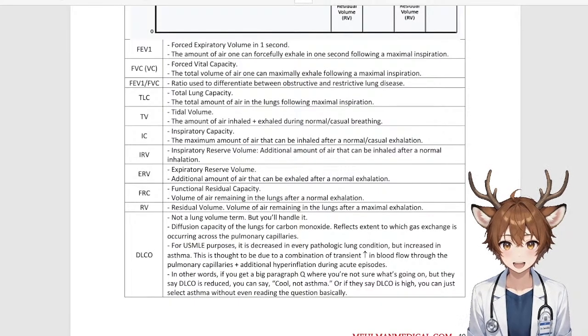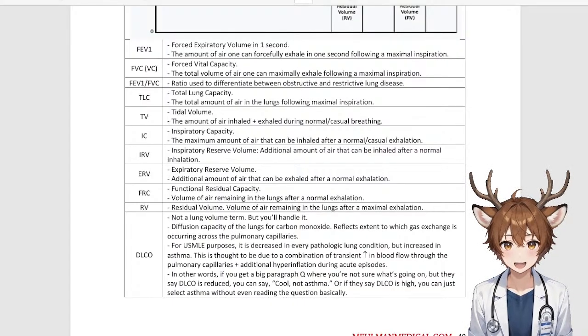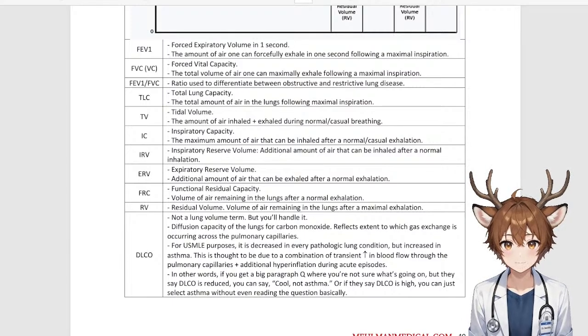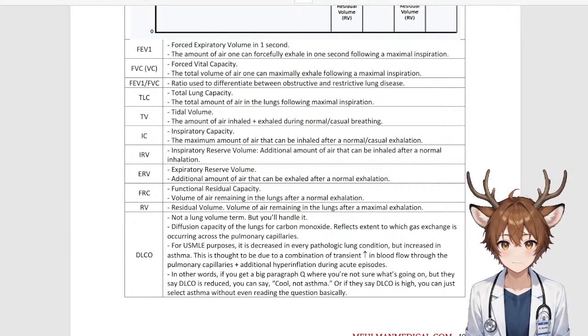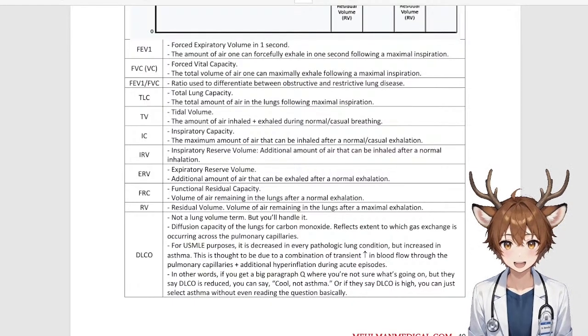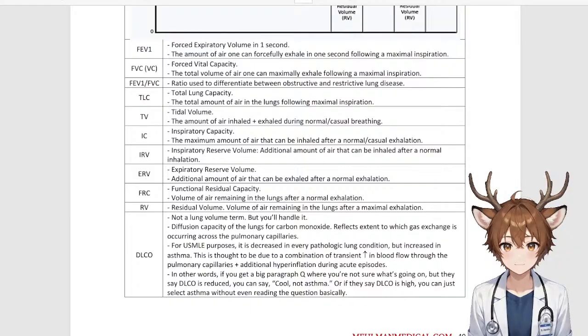FRC is the functional residual capacity, the volume of air remaining in the lungs after a normal exhalation, while RV is called the residual volume, the volume of air remaining in the lungs after a maximal exhalation. So that's the amount of air that you can never really get out of your lungs. And that's what complicates trying to figure out lung capacity, because some of the air never leaves the lungs.